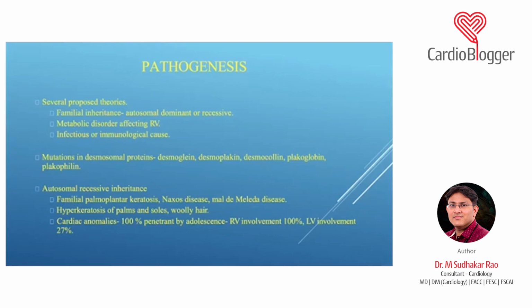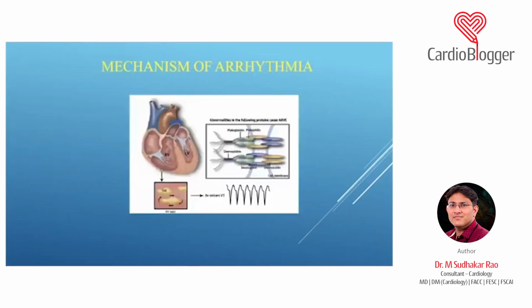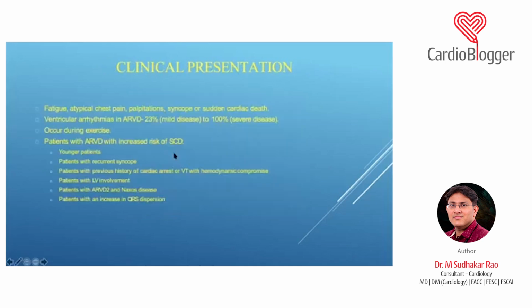As for cardiac anomaly, RV involvement is seen in almost 100% and LV involvement is seen in 27% of patients. So it is more commonly RV involvement which is seen. The mechanism of arrhythmia is usually re-entrant VT. So you should remember the mechanism of arrhythmia is re-entry.